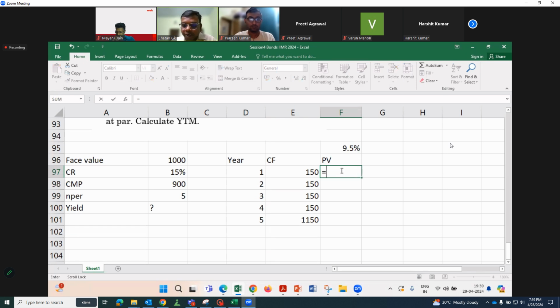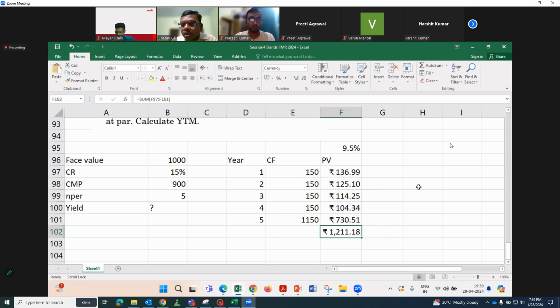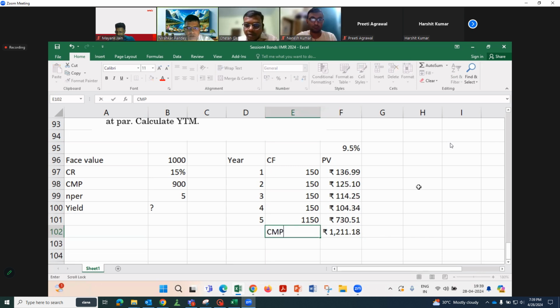Assuming that that is our yield to maturity, the rate is 9.5%. It is our assumed rate, not the precise one. NPER is 1, PMT skip, future value is 150. So what we did until this point, right? We have been doing the same for the last 60 minutes or so. How much should the current market price have been? It should have been 900, right? But it is 1211. So please concentrate from now onwards.